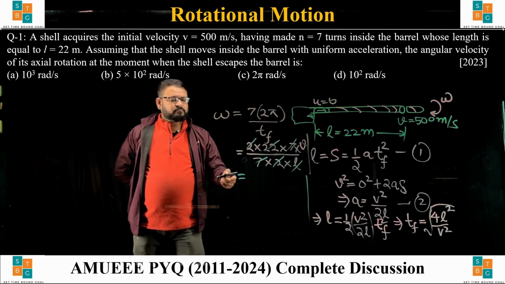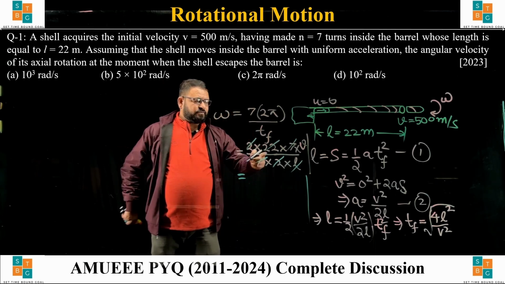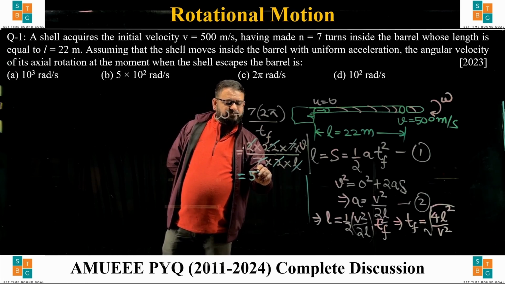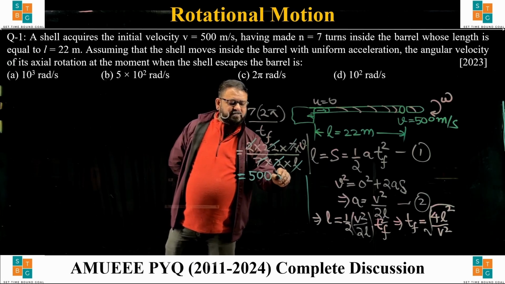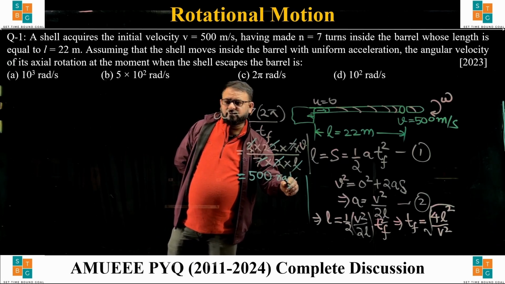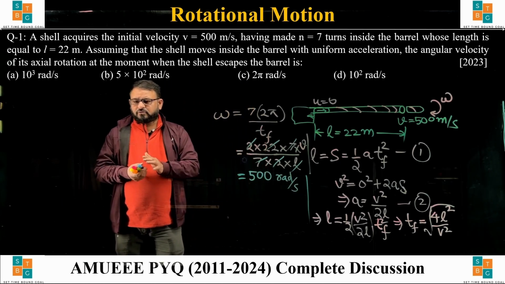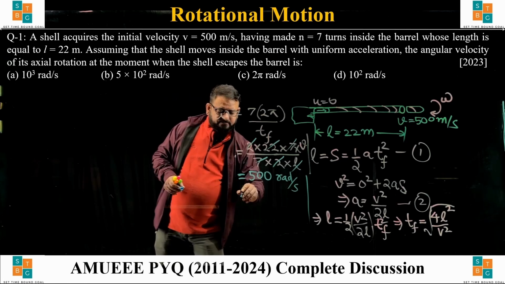So, okay, here the answer is 500. Okay, so 500 radians per second. So this is the answer. So the answer is B.